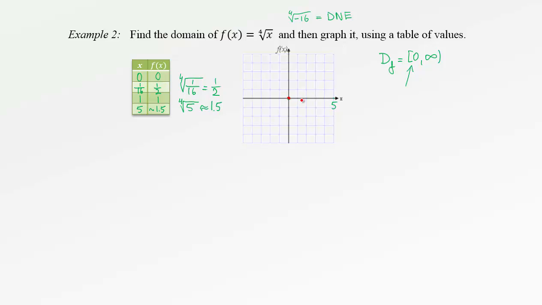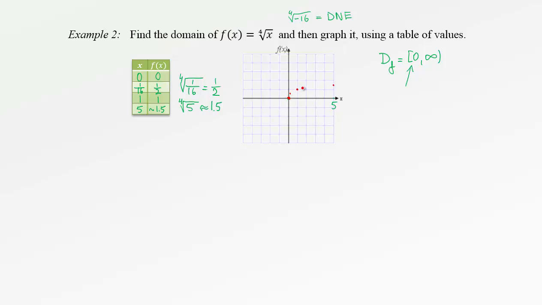0, 0 is here. 1/16 is even closer than 1/8 before, so it's very close to the y-axis. However, at a point that is so close to 0, the value is already 1/2. So it's even steeper than the cubic root. And then at 1, you have 1. At 5 is approximately 1.5, tiny bit lower than that. And as you noticed, we don't have any values for the negative axis, so the graph will not go on this section of the grid.